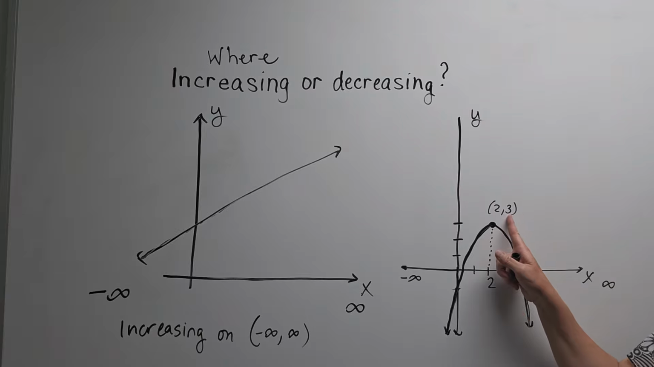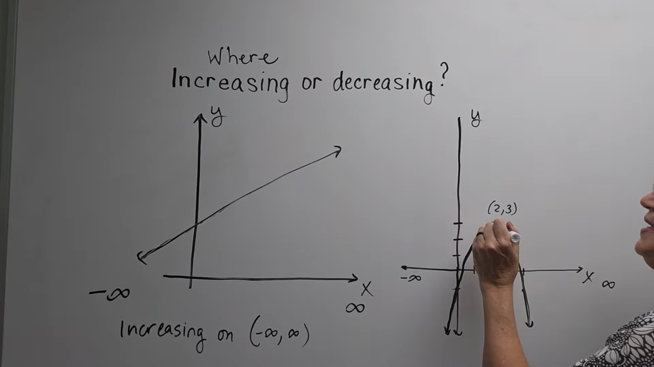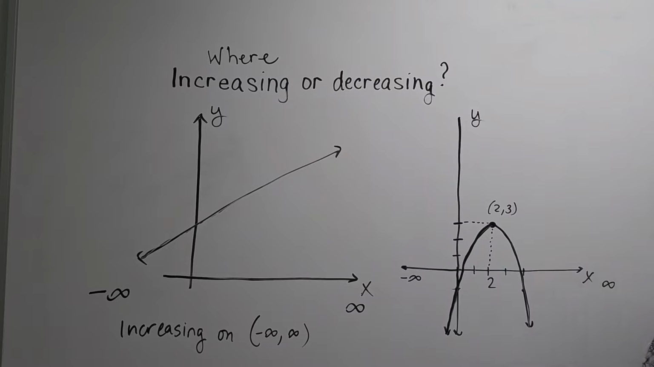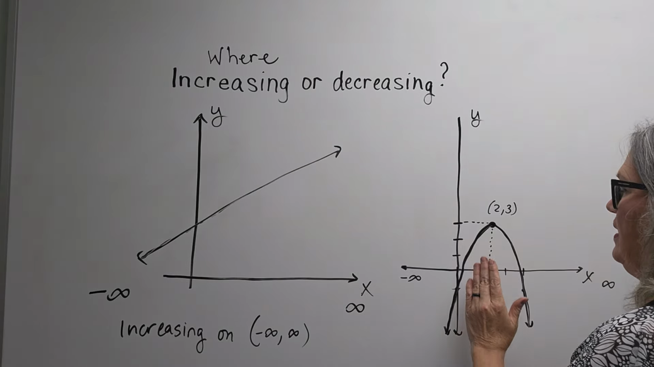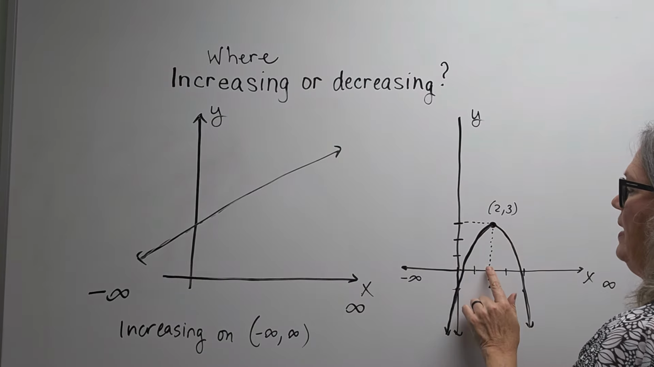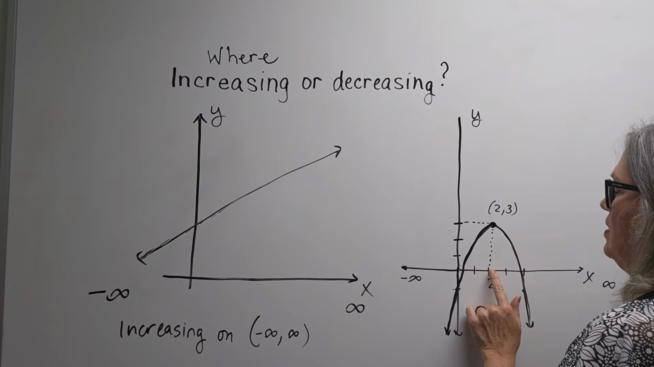Notice that I didn't say at 3. That 3 is the height. Okay, so it reaches its maximum value of 3 at 2. Whenever you ask the question where, you're always going to give an answer from the x-axis. So I'm going to imagine the shadow that's cast by this function, if the sun were, let's say, straight overhead.